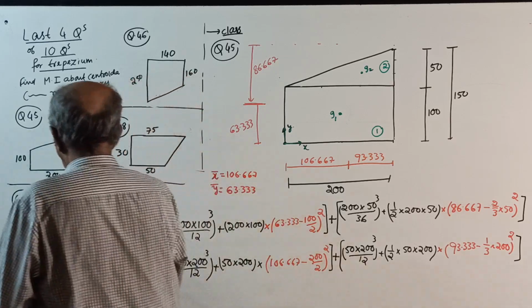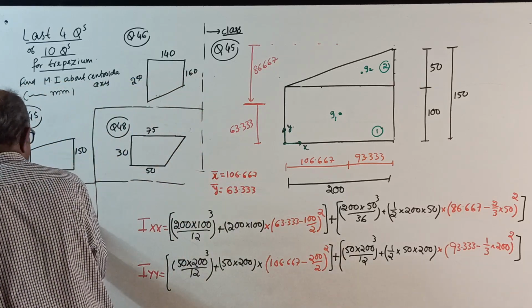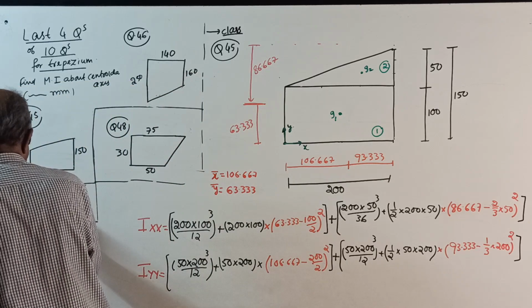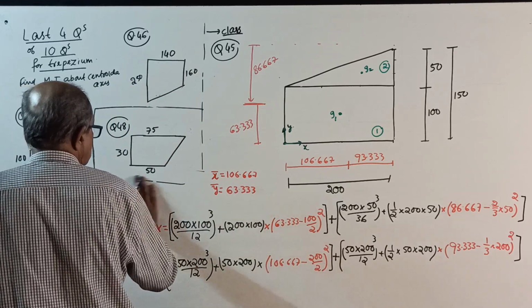45, 46, 47. Okay. And change the number. 47, 48 here. These two are one set.